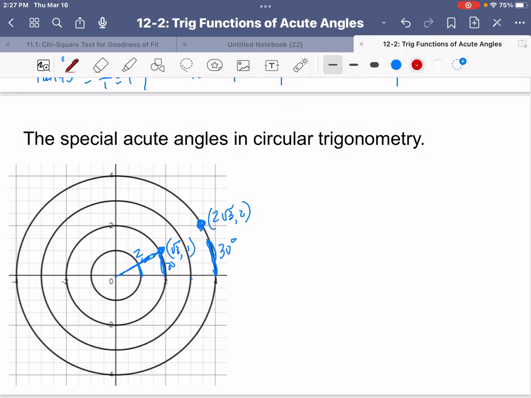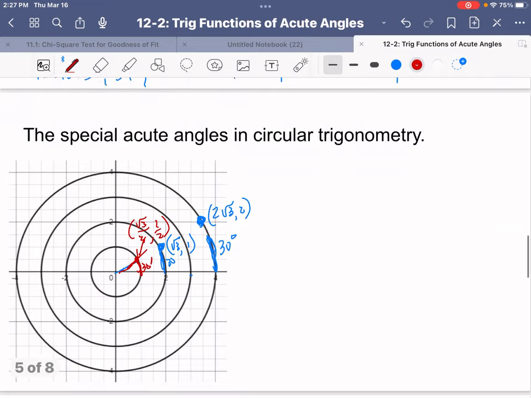But here's the fun one. If I erase and go back to a circle with a radius of 1, here's a little bitty 30-degree angle of rotation. What's this ordered pair? It's half of the radius of 2. So would that be the square root of 3 over 2, comma 1/2?